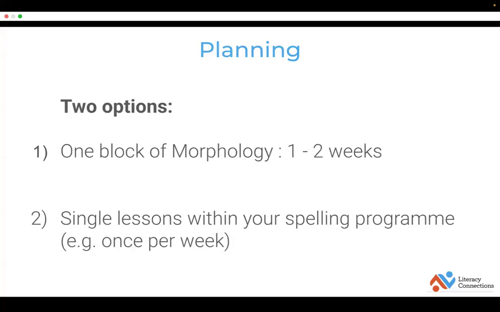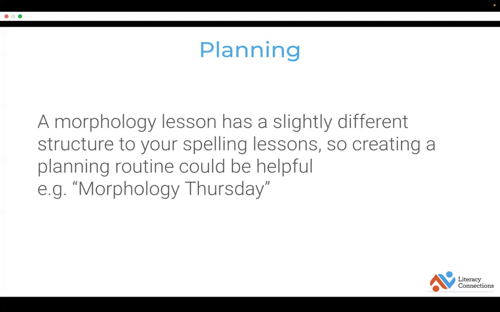So overall, you've got two options with where you fit in your morphology. You could do that as a whole block over 1 to 2 weeks and just focus on morphology in that time. Or fit a single lesson just within your spelling program. So 1 day a week, instead of doing a spelling lesson, do a morphology lesson. It's all very similar, but the structure is slightly different.